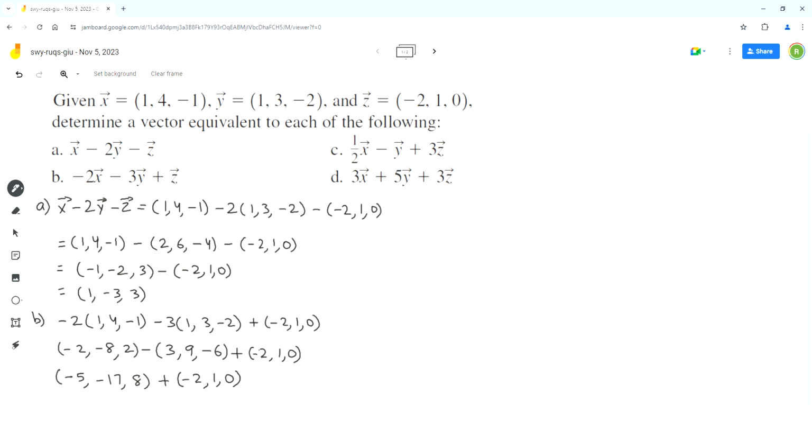Now we can add these two vectors. So for that, we'll just add their x, y, and z components. So negative 5 plus negative 2 is negative 7. Negative 17 plus 1 is negative 16. And 8 plus 0 is 8. So this should be the final answer for part B.